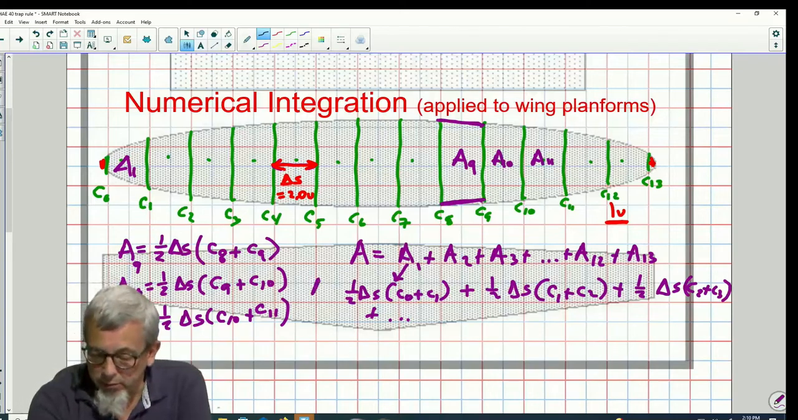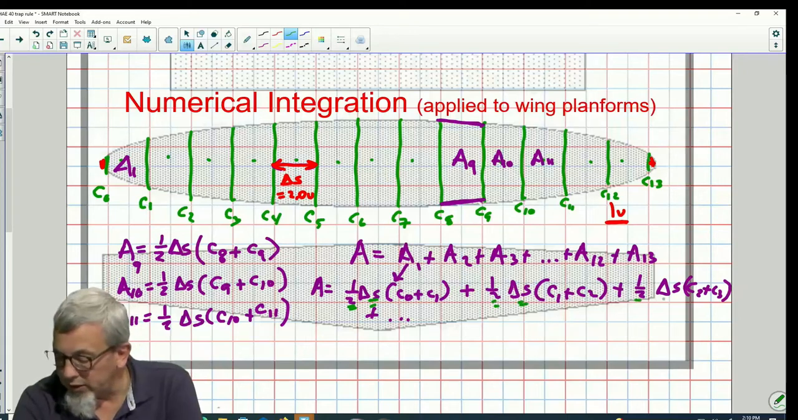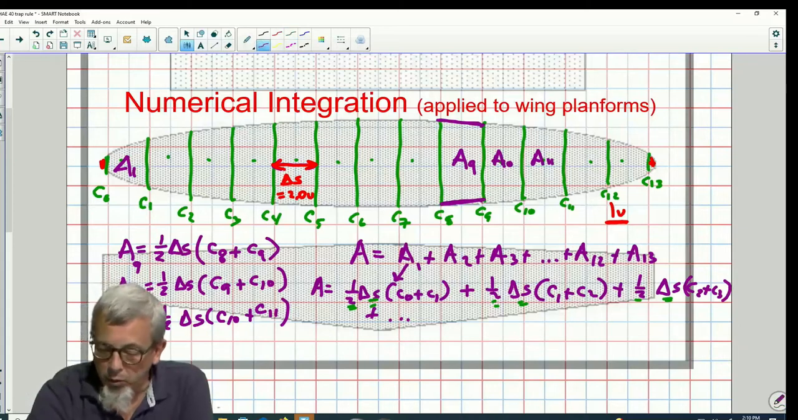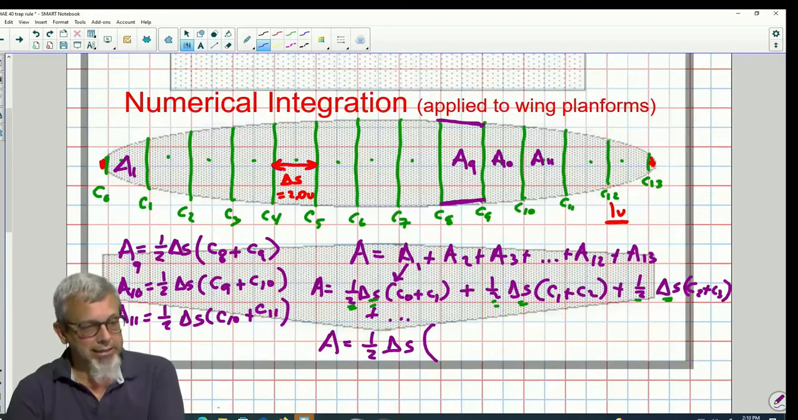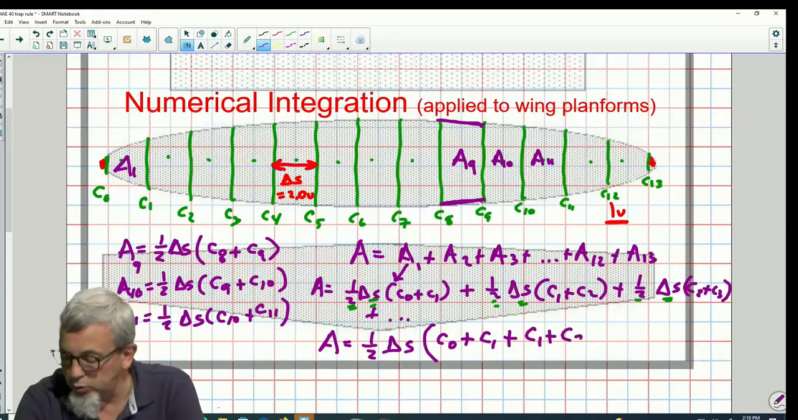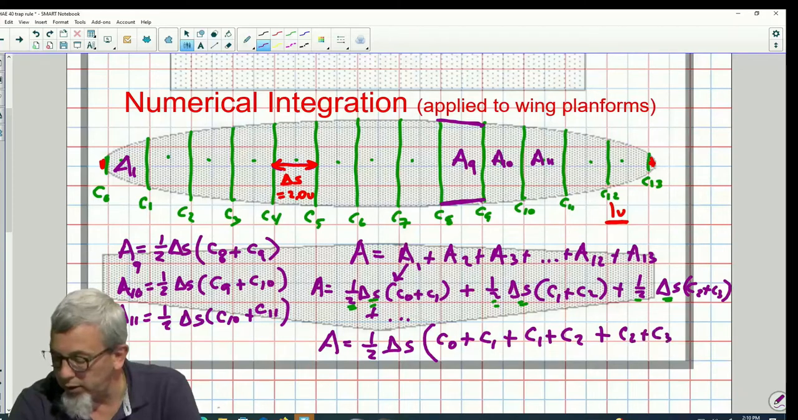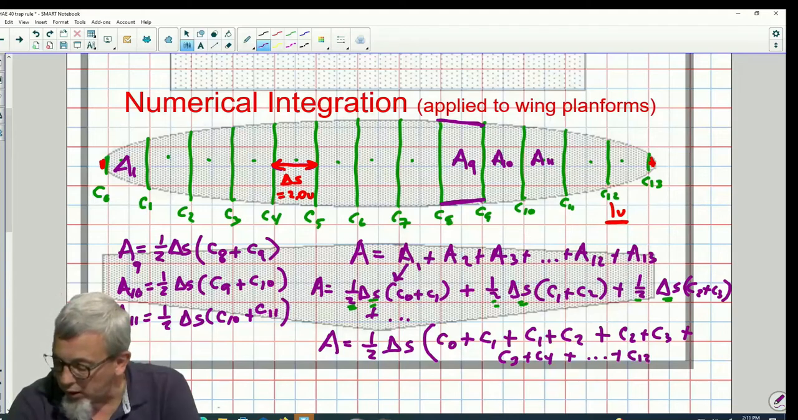Well, now you'll notice, hopefully, that all of these terms have some things in common. They all have a 1/2, and they all have a delta S. There's the 1/2 delta S and the 1/2 delta S. So doing a little algebra, I can say, okay, well, my area must be equal to 1/2 times delta S times all of the pieces that are in the parentheses. And let's start adding them together. There's a C0 plus a C1 plus a C1 plus a C2 plus a C2 plus a C3 plus a C3 plus a C4 plus, and we keep going until we get to the very end when we'll have a plus a C12 plus a C13.